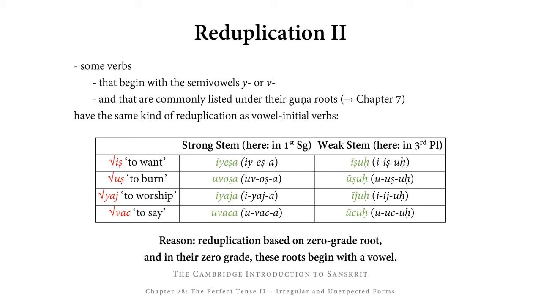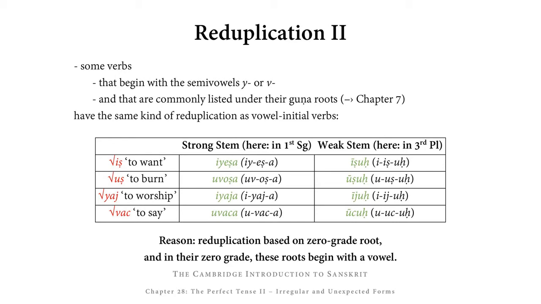Sounds rather abstract. Let's look at two examples. At the bottom of the table here, you can see the verbs yaj and vach. Both of these are cited in their guna, which you can see because they contain an a, which is the hallmark of a guna form.